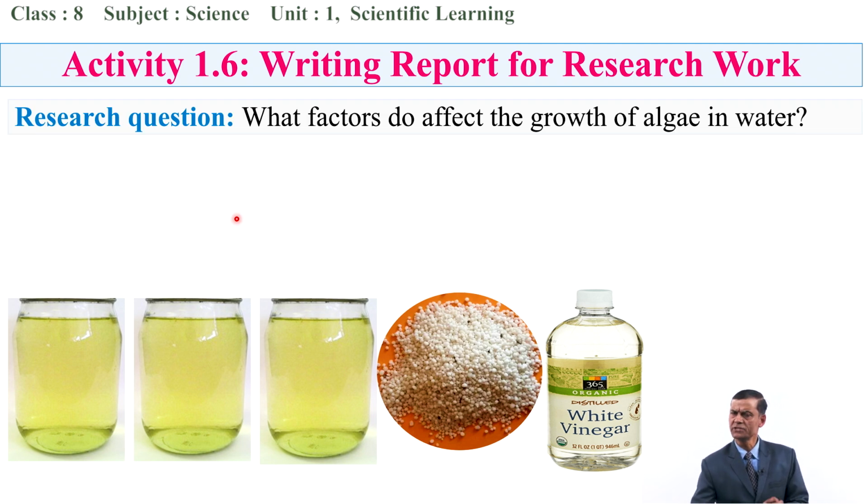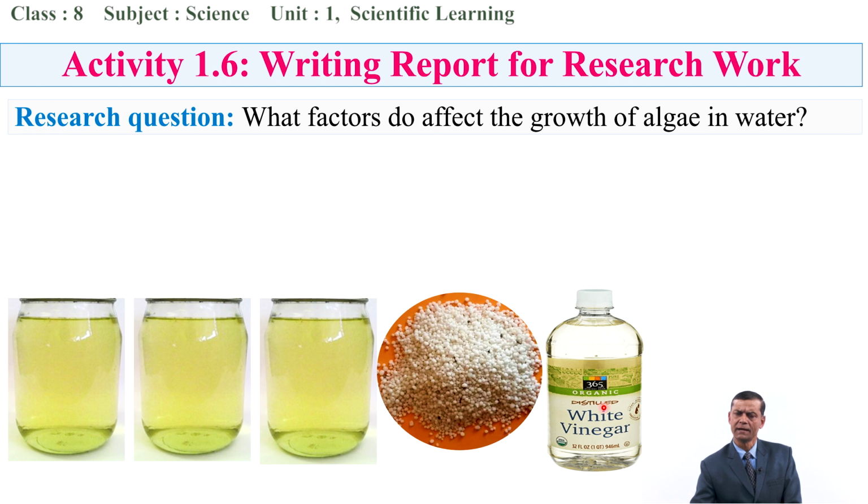It is based on a research question, isn't it? This question is the curiosity. What is the curiosity or question? What factors affect the growth of algae in water? Remember, here is a sample of water. This water looks not clear. It looks a little bit green, isn't it? Why is this water green? There is algae. There is a growth of algae. So, it is not clear water. So, what factors affect the growth of algae?